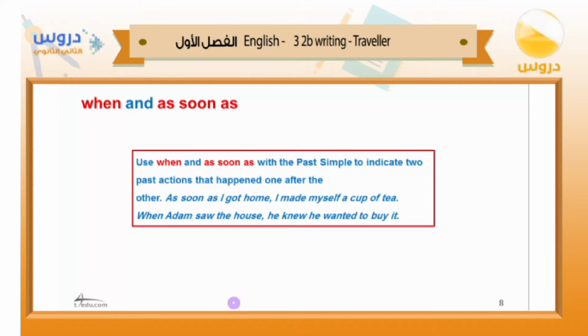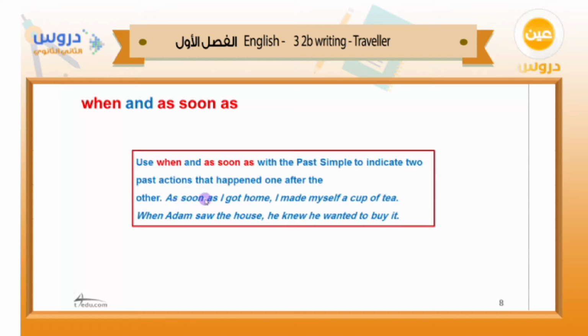So if we move on to more words that were highlighted in red and underlined, like when and as soon as. How do we use them in writing? For example, use when and as soon as with the past simple, like noticed, worked, went, played, cut, and so on, to indicate two past actions that happened one after the other.